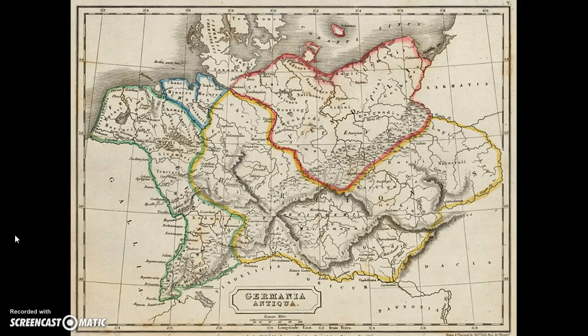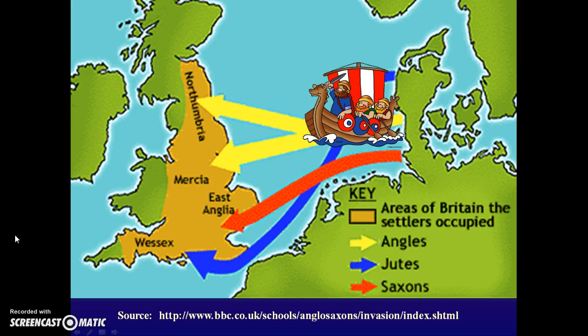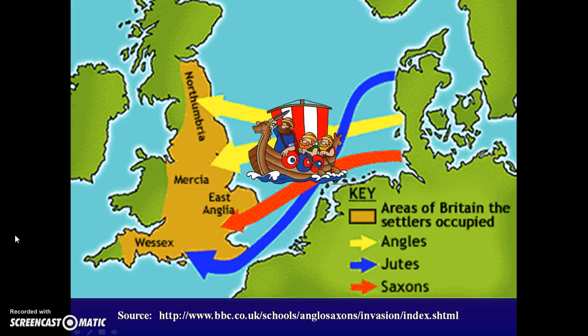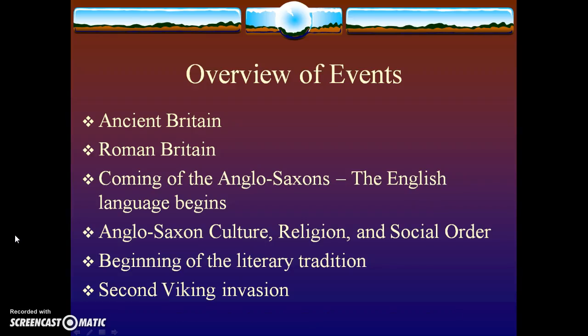So, what is ancient Germany? This is ancient Germany. And Germany looks like this today. So that's where they came from, and they sailed to Britain looking for money and power. So when they arrived, they took over Britain. So this is an overview of what we just talked about.